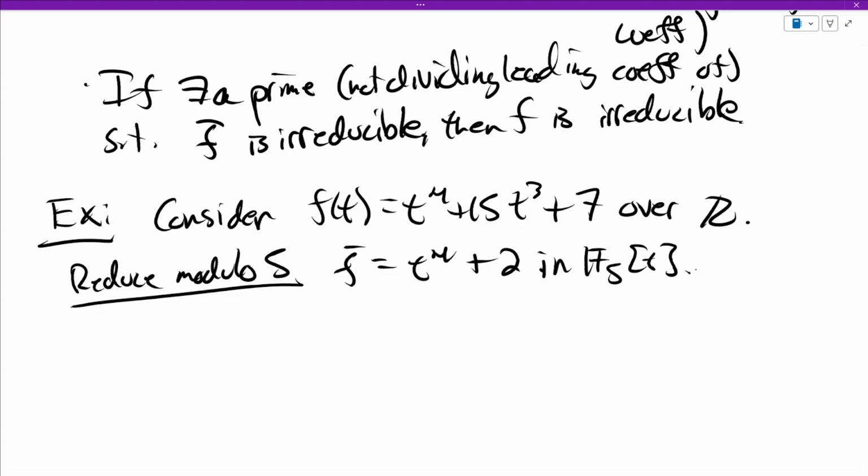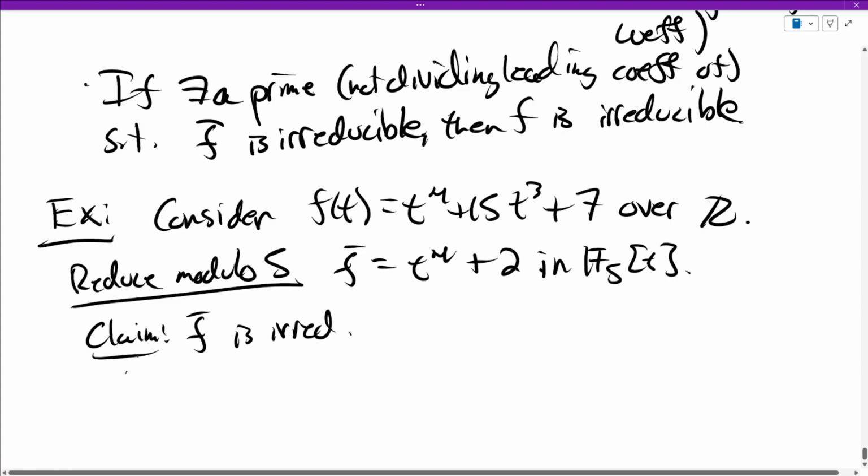All right, so let's start by ruling out linear factors. So the claim is that f bar is irreducible here. And so how could it factor? Well, it can have linear factors. Linear factors correspond to zeros.